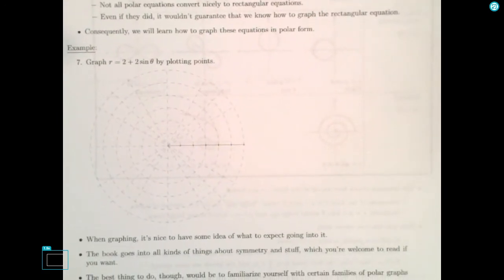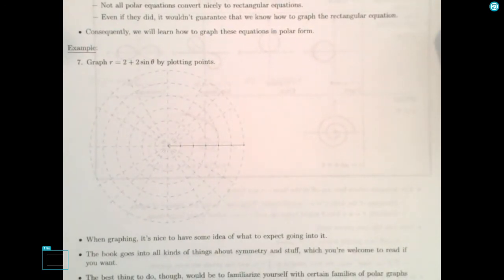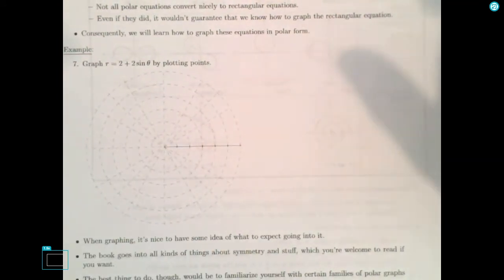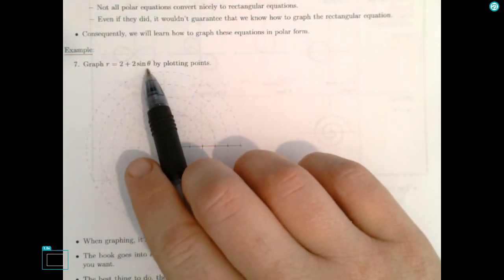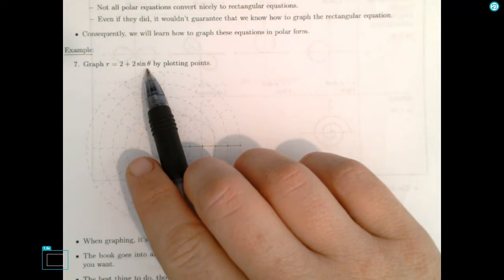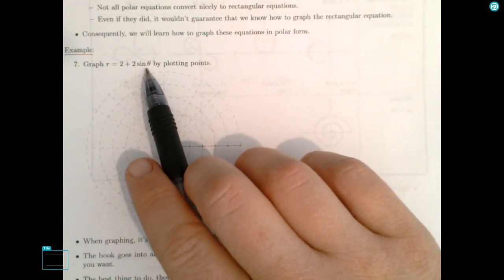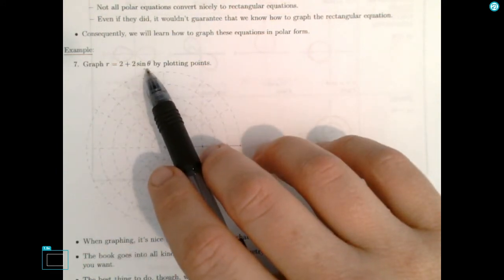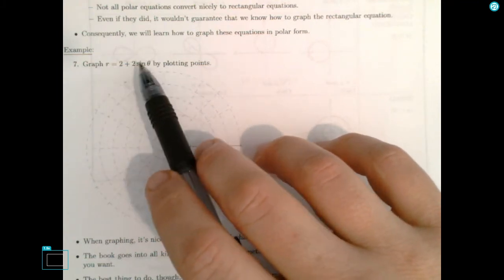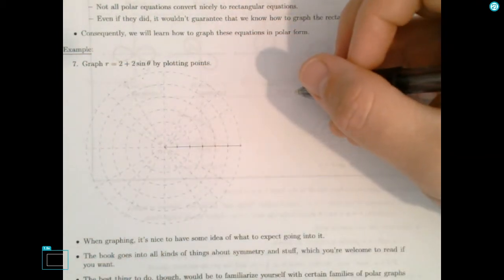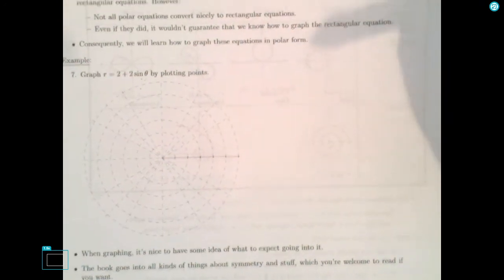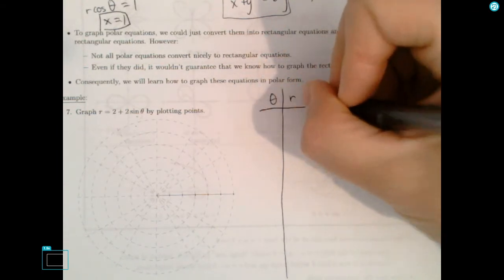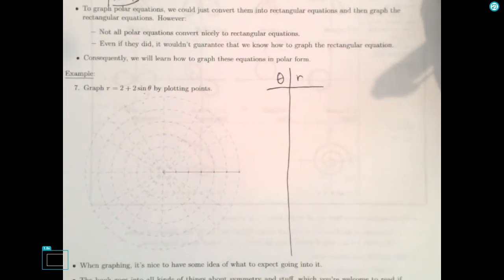A naive way to do it is to just plot points. So let's practice. Let's graph r equals 2 plus 2 sine theta by plotting some points. First of all, I know that the period of sine theta is 2 pi, so I fully expect to get different values all the way around the unit circle, from 0 to 2 pi. So I'm going to plug in several values, and if I need to, I can always come back and plug in more.